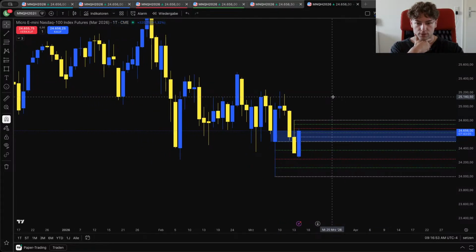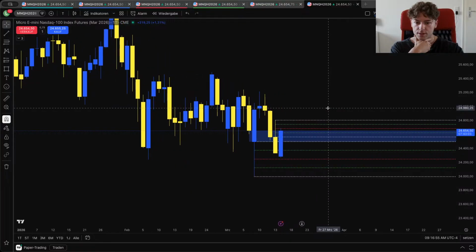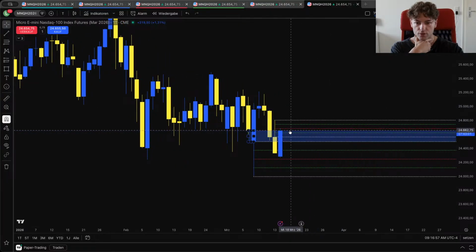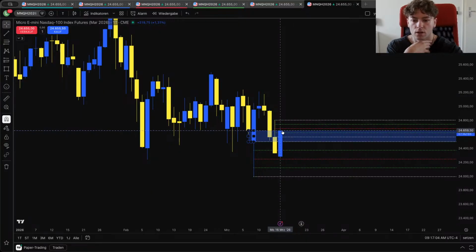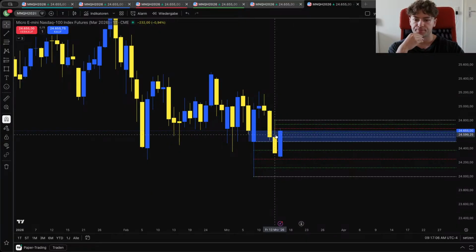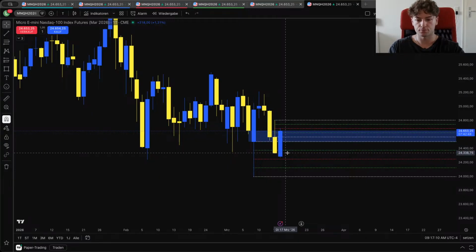To be honest, I want to see price trade no higher than this wick's midpoint. So I want to see price stay in the lower half of this wick and then move lower. And it would be phenomenal if we can get a daily close below this wick's midpoint.